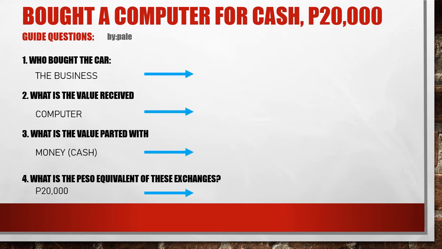So what we are doing is already debit credit, but we did not yet use the format. So you first identified, is it a business transaction? Yes, it's for the business. So we analyze what is the value received and what is the value parted with. Next is the measuring.